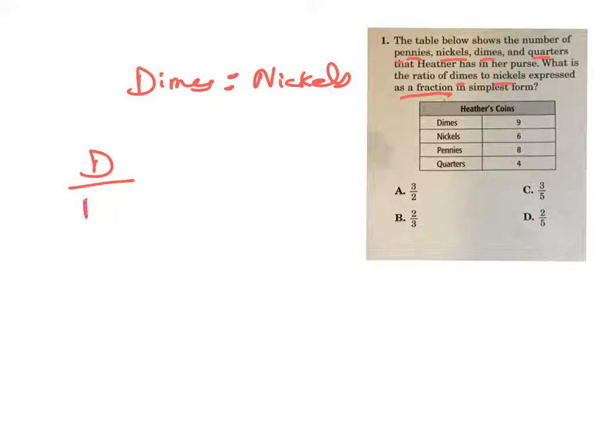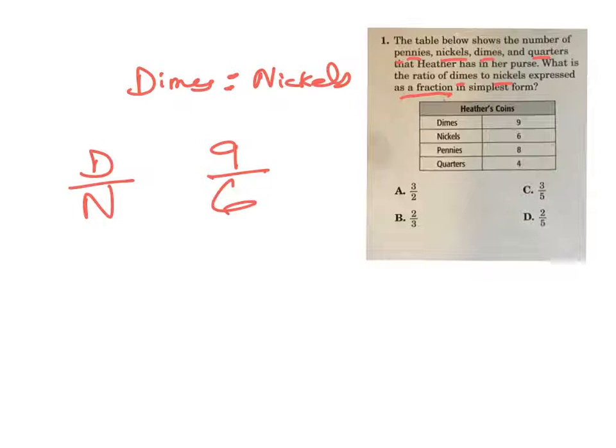Question number 1 says, the table below shows the number of pennies, nickels, dimes, and quarters that Heather has in her purse. What is the ratio of dimes to nickels? Okay, dimes to nickels. So the way you can write a ratio, and it says express it in fraction form. So the ratio would be dimes to nickels. So we have 9 dimes and 6 nickels.